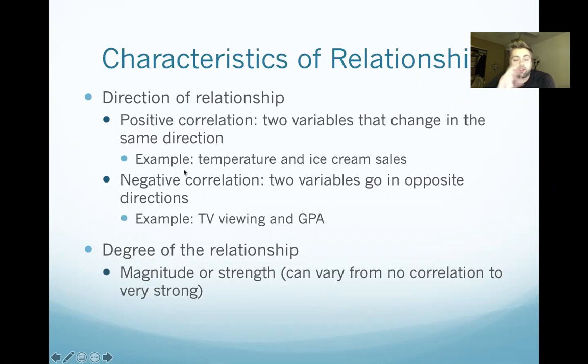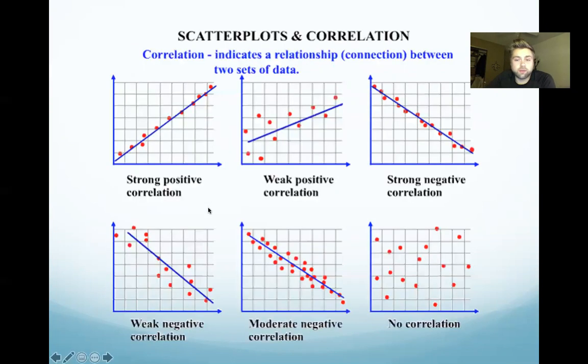And then the second thing you can measure is the degree of the relationship. And that's kind of talked about as the magnitude or the strength. And it can vary from there being no correlation between the two variables, that they're not related, to that there's almost a direct relationship of 1-to-1 between them, right? So from no correlation to very strong.